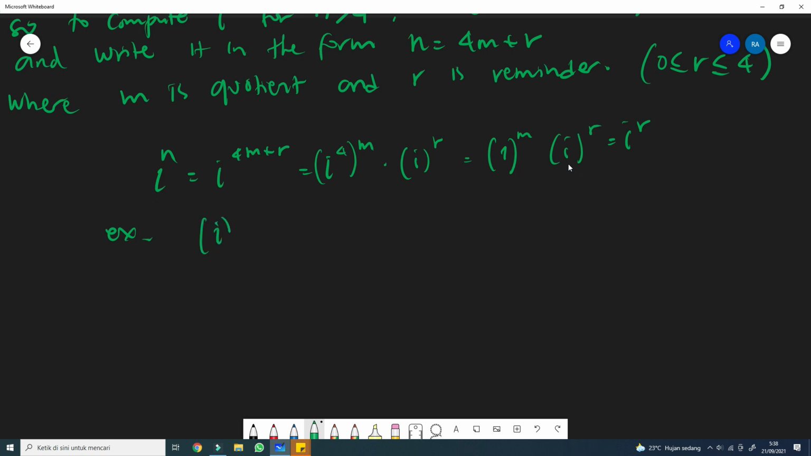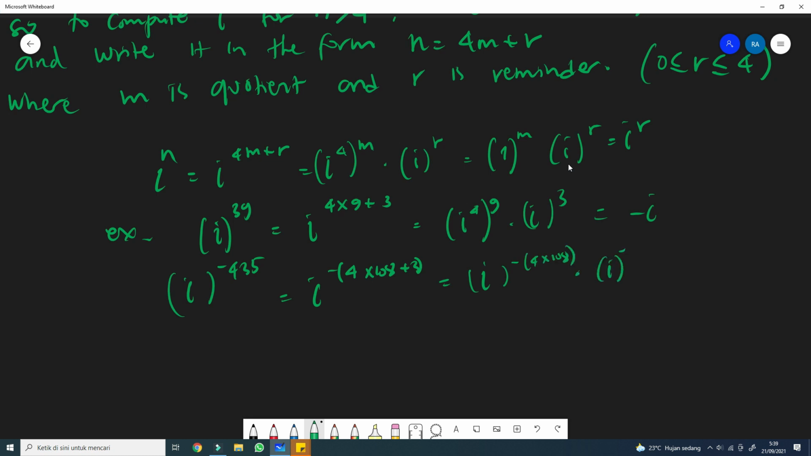Example, i raised to the power of 39 will be equal to i raised to the power of 4 times 9 plus 3. Therefore, our equation will become i to the power of 4, to the power of 9, times i cubed, equals i cubed, which is equal to minus i. And also do this equation with the same process.